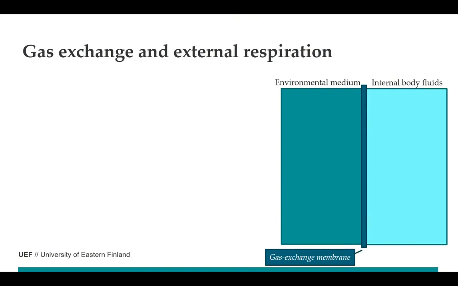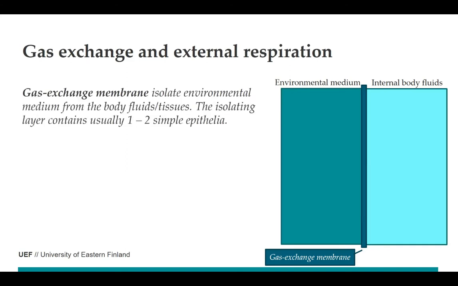Okay, let's focus first on gas exchange and external respiration. We have so far understood that from the environment, we have diffusion of oxygen and carbon dioxide to the circulation or internal body fluids. And between them, there is an isolating layer, or gas exchange membrane. This membrane is not the same as a cell membrane. It's actually a layer of cells. They are thin epithelial cells, and there are only 1 or 2 cells separating the external medium from the internal body fluids.